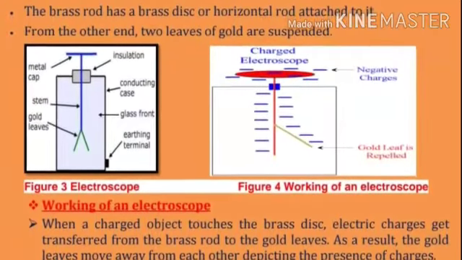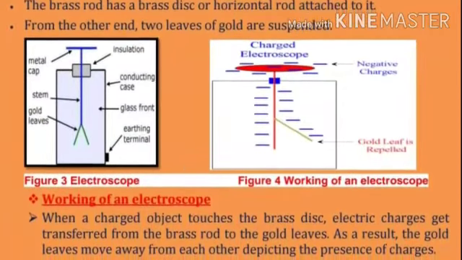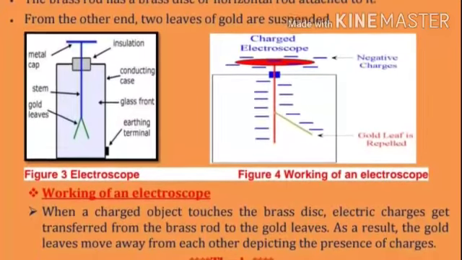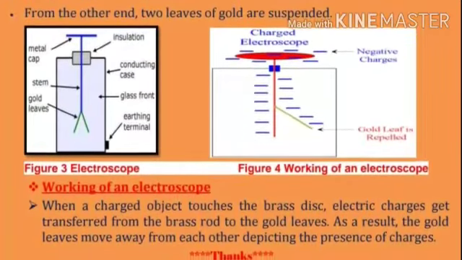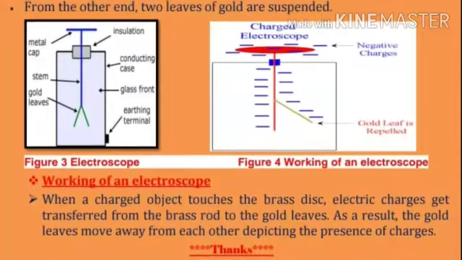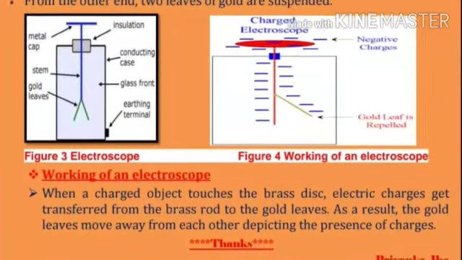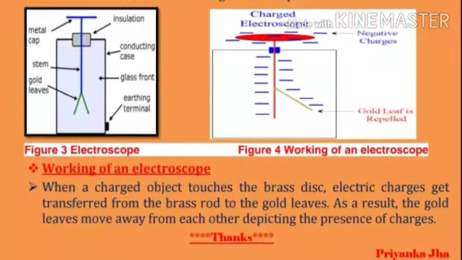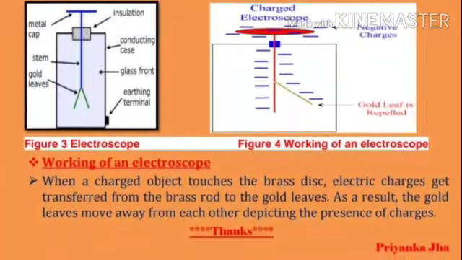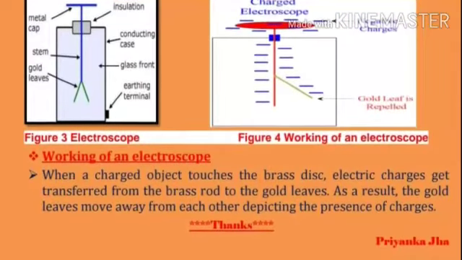Working of an electroscope. When a charged object touches the brass disc, electric charges get transferred from the brass rod to the gold leaves. As a result, the gold leaves move away from each other, depicting the presence of charges.